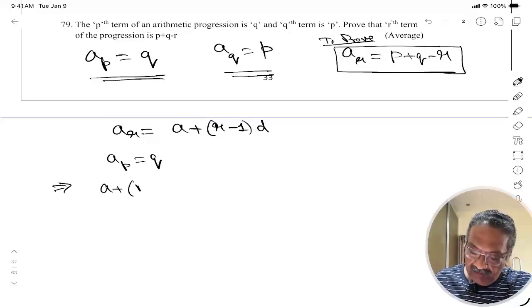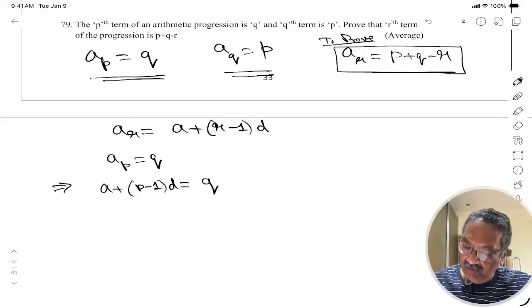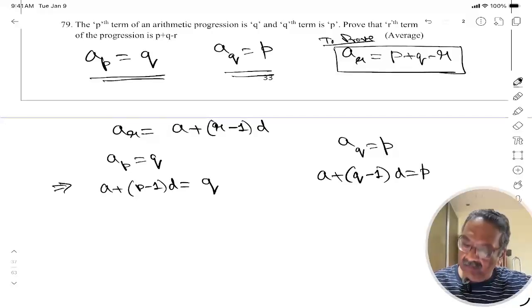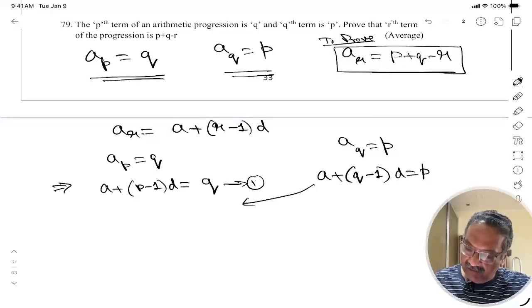A plus p minus 1d is equal to Q. Also we have A of q is equal to P, that is, A plus q minus 1d is equal to P. Okay. Now I will bring this here. This is equation 1 and this is equation 2. So we get A plus q minus 1d is equal to P.